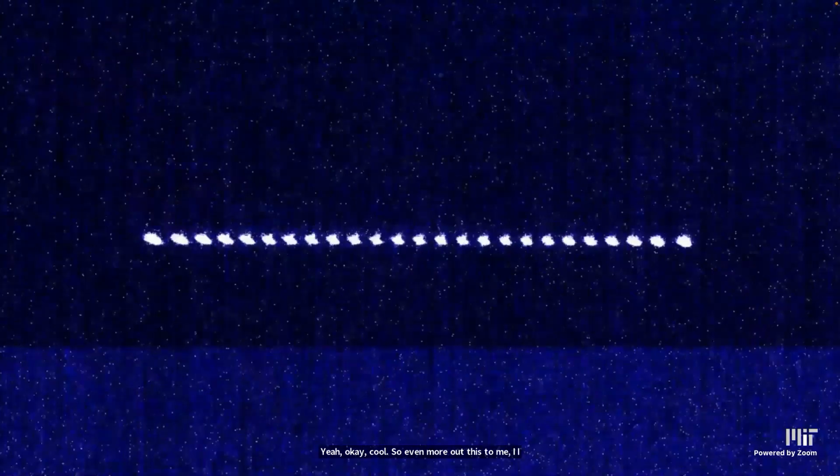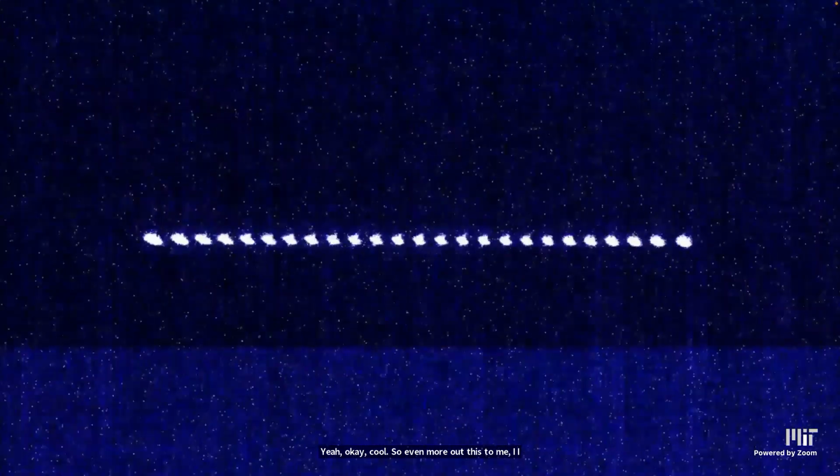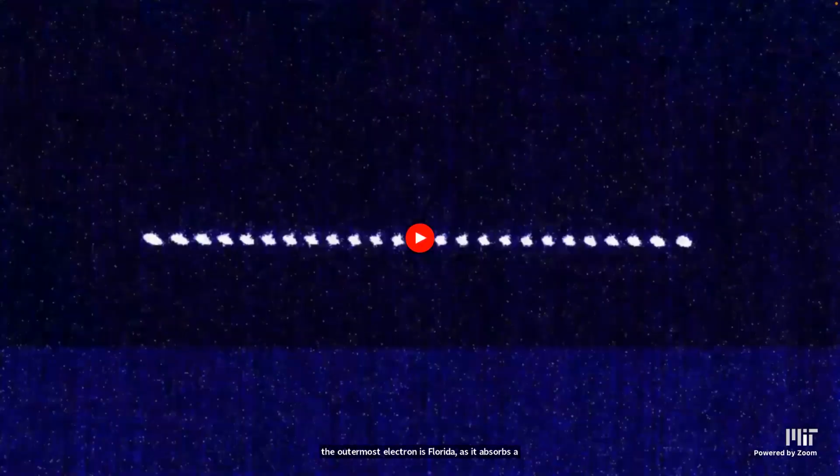I hadn't taken chemistry since high school, but basically the outermost electron is fluorescing as it absorbs a photon, pops up, falls back down, and re-emits that photon. And in fact, again, this is the principle of atomic clocks. So that fluorescence is entirely regular. That's how we define what a second is, by the fluorescent oscillations of an atom.